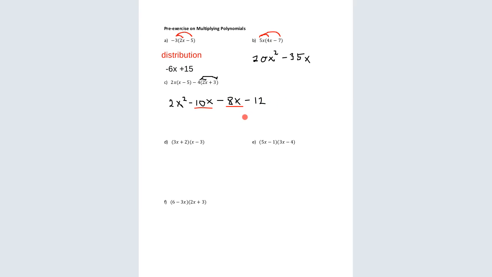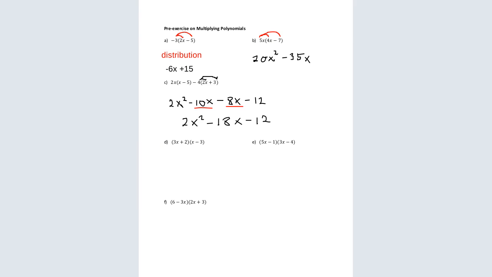Added or subtracted. So in this case, then, when we combine our like terms, we get 2x squared minus 18x minus 12. Okay. So there you go. This is just multiplication. Now on to the nice part.